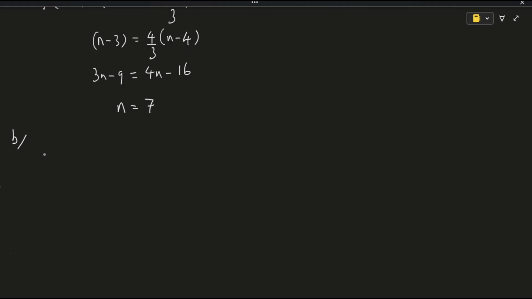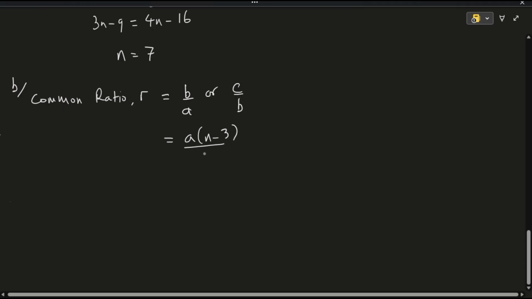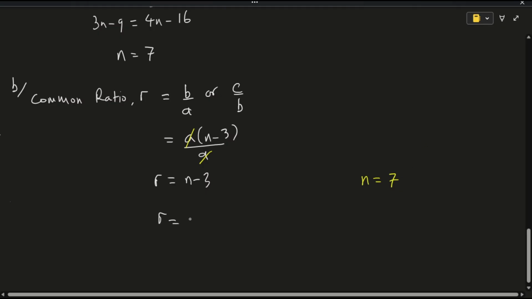For the second part of the question, we are asked to determine the common ratio represented by R, which is equal to B over A or C over B. So B is our second term and is given by A into brackets n minus 3, and A is our first term. So when the A's cancel out, we're going to be left with n minus 3 as R. n has been determined as 7. So our common ratio is 4.